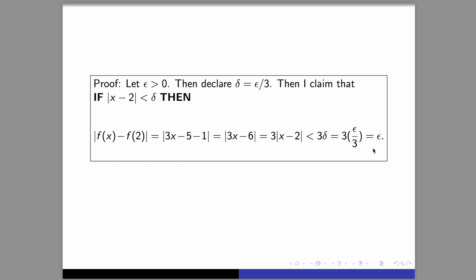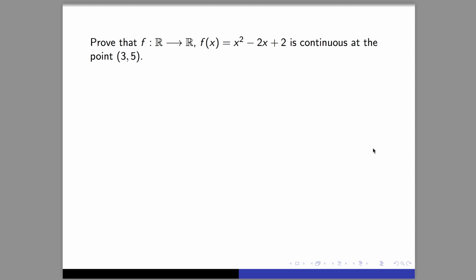So now is a good time to maybe pause this video, maybe go and look at one of the homework problems and try to work out the details of that on your own. We're going to move on and do a quadratic function next.